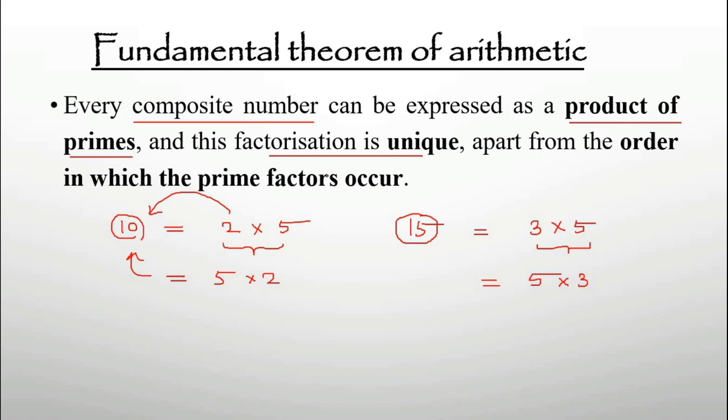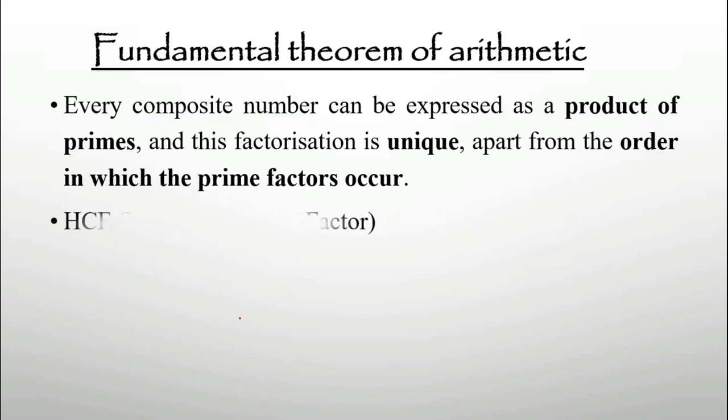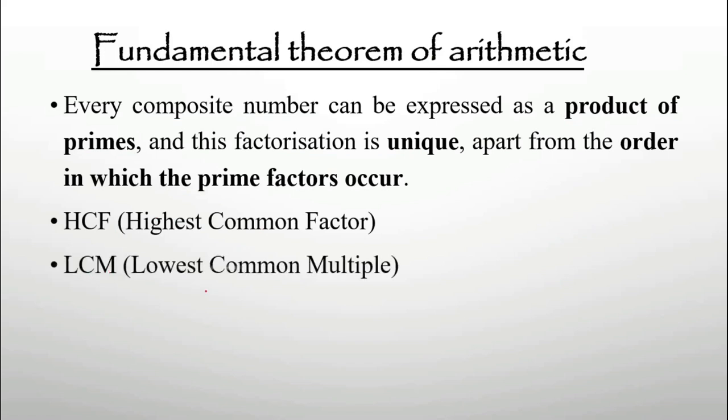Now after this, we are going to learn, under the fundamental theorem of arithmetic, the highest common factor, or HCF, and then we are going to learn how to find the lowest common multiple, LCM, of the given numbers. Now to solve this, we have to go to exercise 1.1, and over there I will be explaining to you how to find the HCF, LCM, and prime factorization using the fundamental theorem of arithmetic. Now that will be posted in another video.